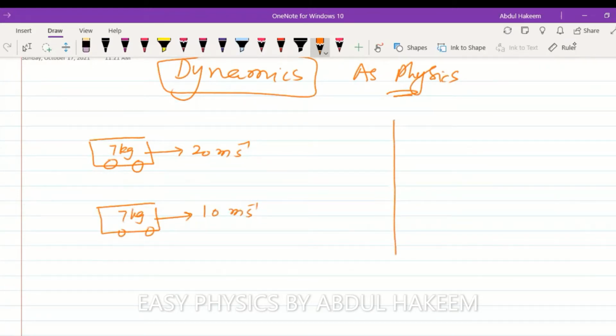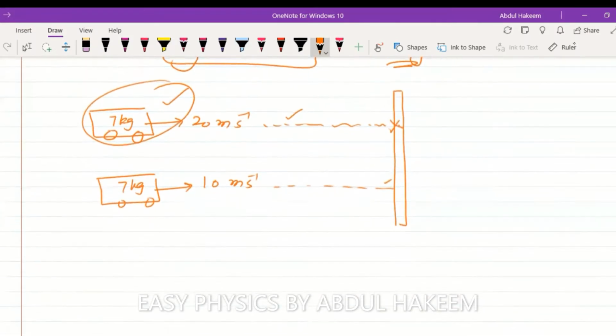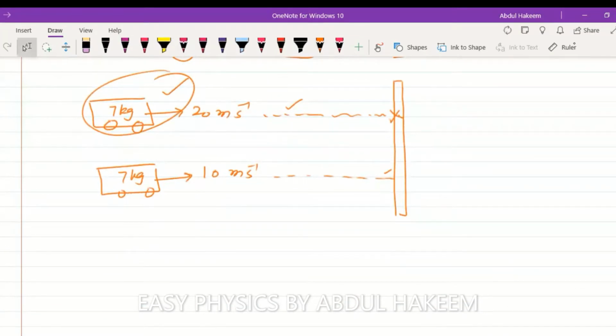Both objects collide with this glass barrier. Definitely, this first one will show more destruction. The intensity of the collision will be large for this object, and for this lower one, it will be small. So it means the intensity of the collision or quantity of the motion depends on the velocity.